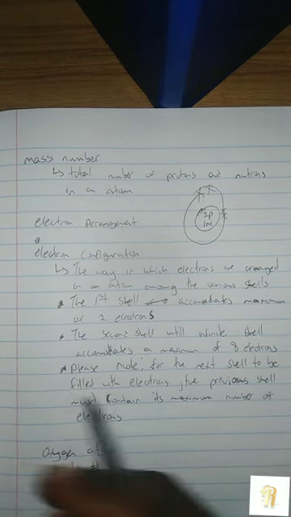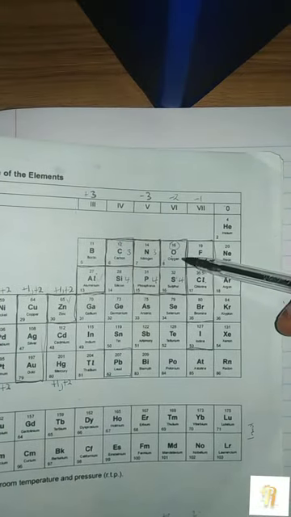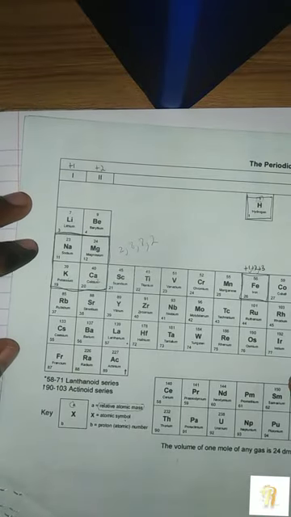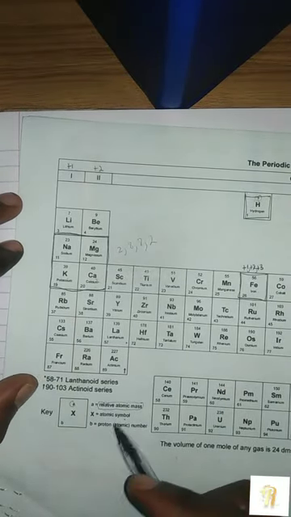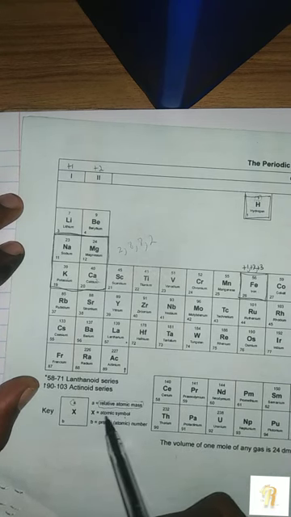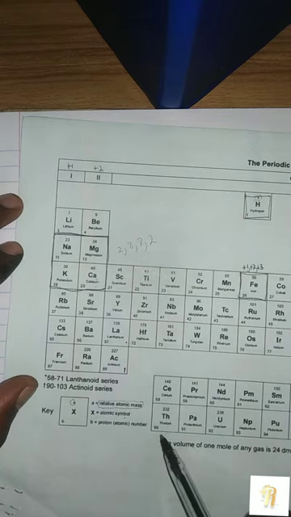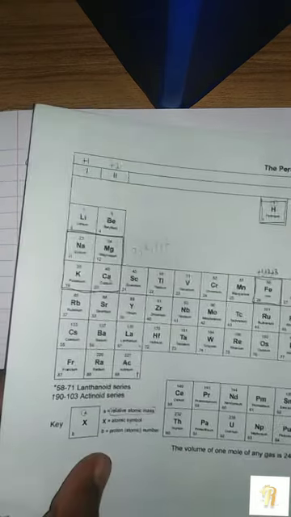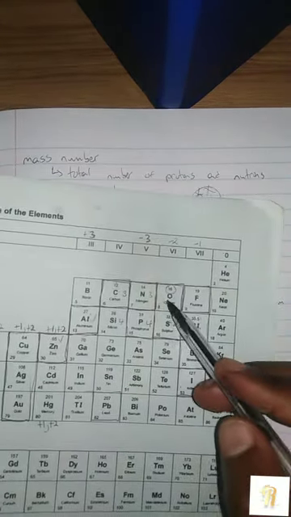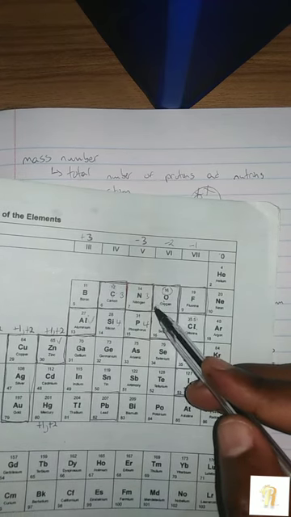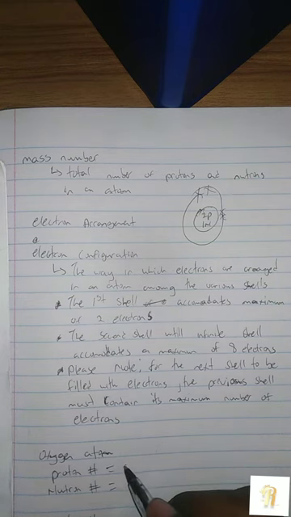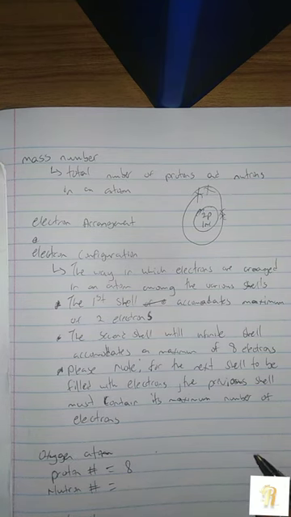First, when you look at our periodic table, here is oxygen. I showed you the key of a periodic table when we talked about how to calculate relative atomic mass. You know our key here: A is the relative atomic mass, X is the atomic symbol, B is the proton or atomic number. So when you look at oxygen right here, our proton number is 8, which means we don't have to work anything out. We just write our 8 here as our proton number.